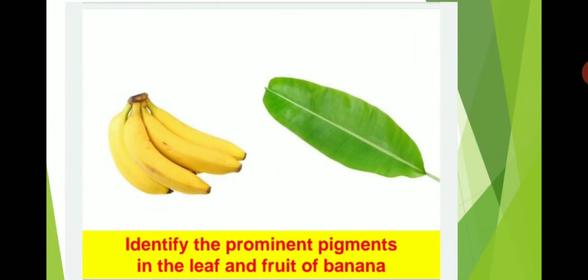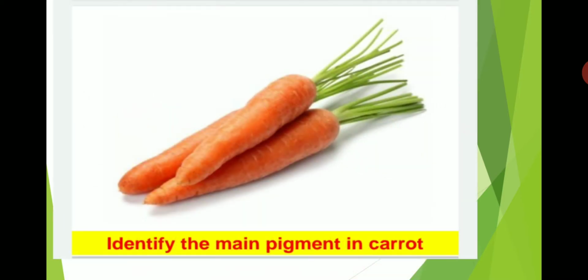Here you can see the banana. Can you identify the prominent pigments in the leaf and fruit of banana? The green color is due to the pigment known as chlorophyll. What about the yellow color? We studied that the yellow color is due to the pigment named xanthophyll. You can see the carrot here. Can you identify the main pigment in carrot? It is carotenoid.